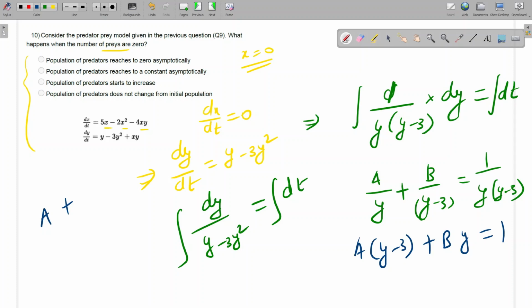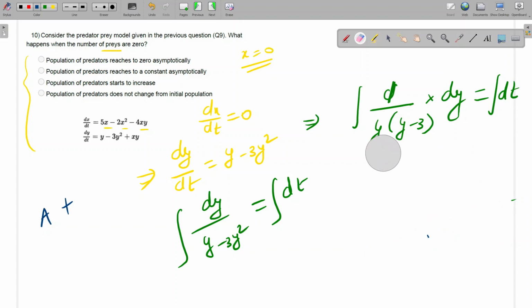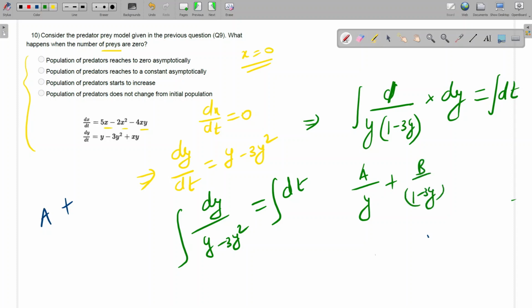Okay, one second. Here I have done some mistake. So it is b by (1 minus 3y), sir. It will be 1 by (y minus 3y squared). So if I am taking y common, it will be 1 minus 3y. Okay. So I can write a by y plus b by (1 minus 3y). So that will be a into (1 minus 3y) plus b into y. This should be equal to 0.